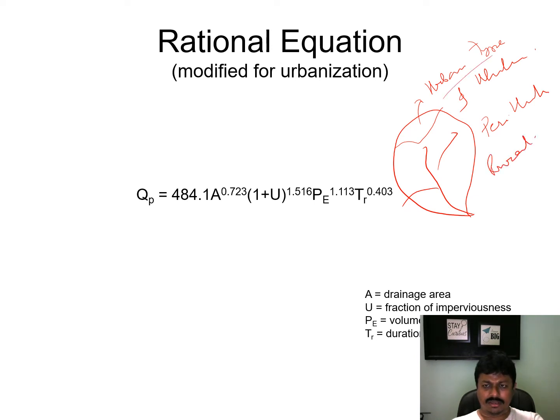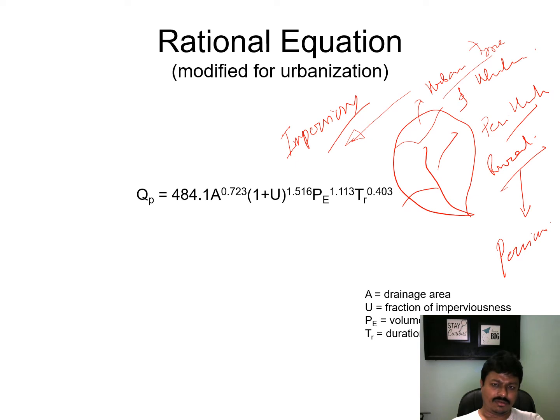Now, in case of urban, the best way to represent urban is the areas which are urban, they are generally impervious, and the areas that are rural, they are generally pervious, and peri-urban has a mix of impervious and pervious area. Impervious means after rainfall no water can percolate into the soil, and pervious means water can percolate into the soil.